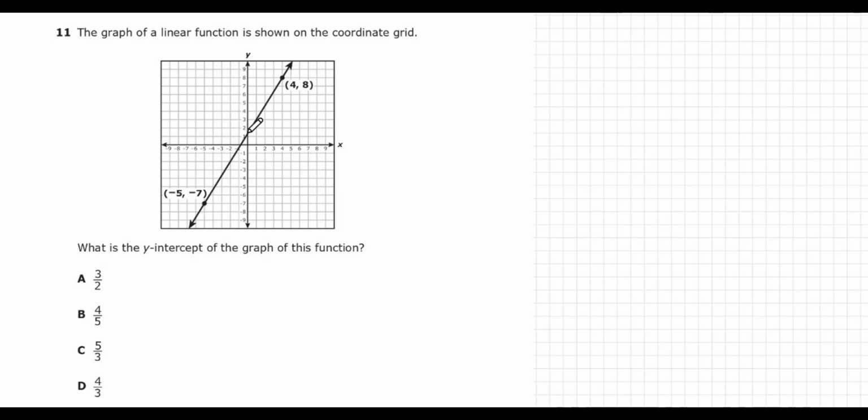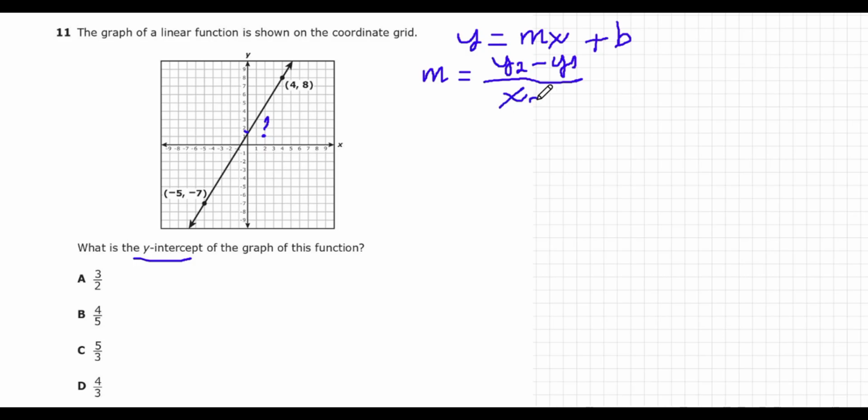Question number 11. The graph of a linear function is shown on the coordinate grid. What is the y-intercept of the graph of this function? y equals mx plus b. m equals y2 minus y1 over x2 minus x1. Let's use 2 points, (4, 8) and (-5, -7), on the coordinate grid.